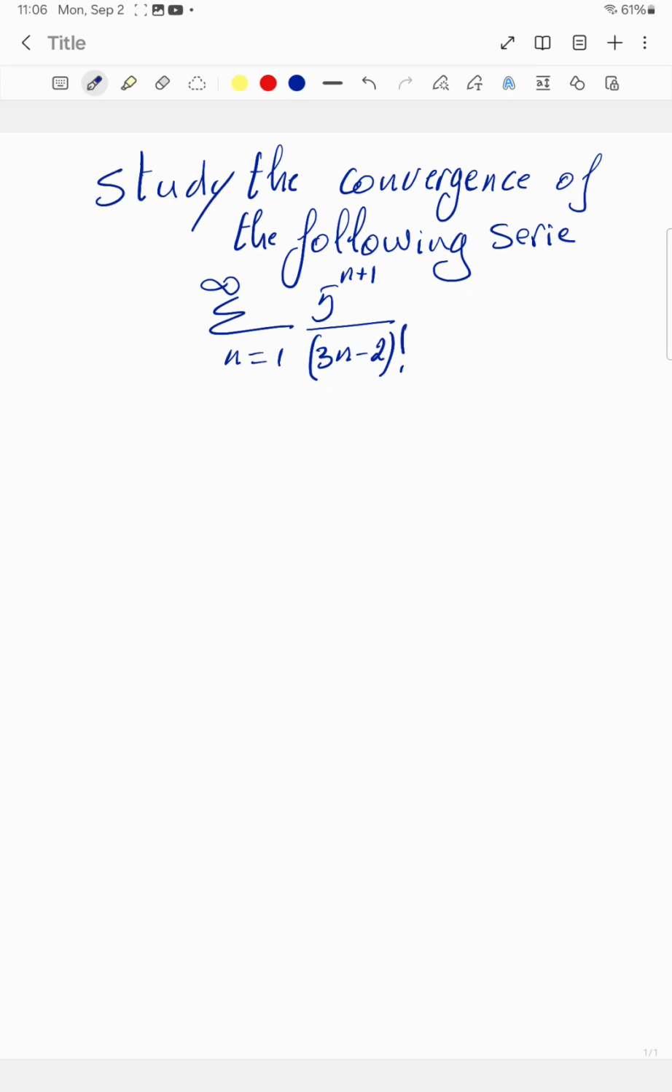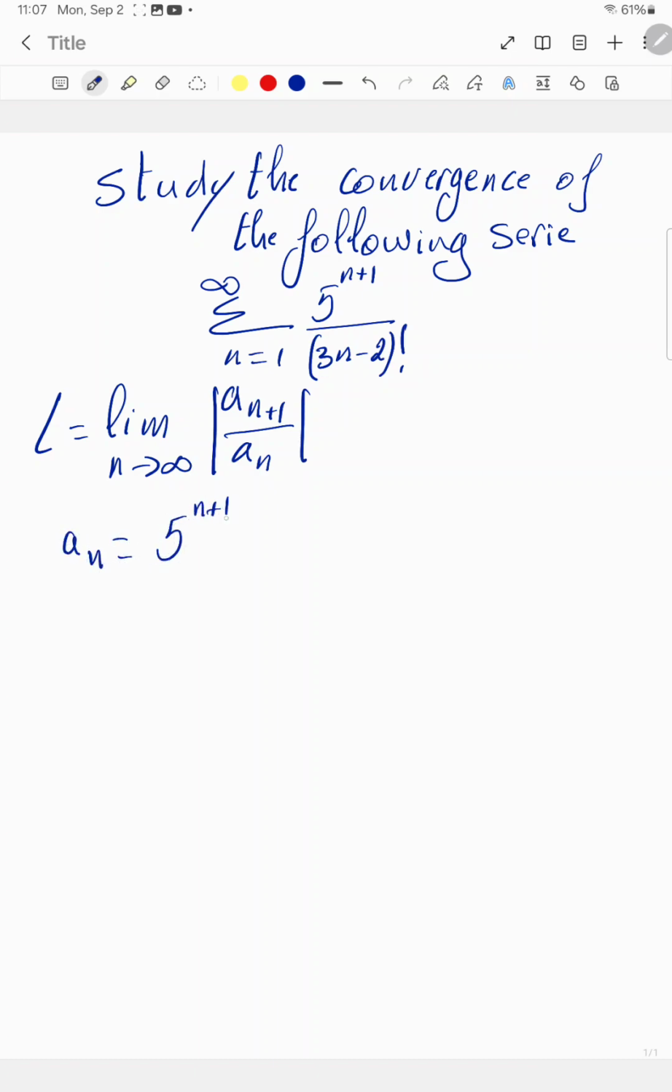And the ratio test, let's call it L, is equal to the limit when n goes to infinity of the absolute value of a(n+1) divided by a(n). Let me write the a(n) here better. So where a(n) is equal to 5 to the power n plus 1 divided by (3n minus 2) factorial.